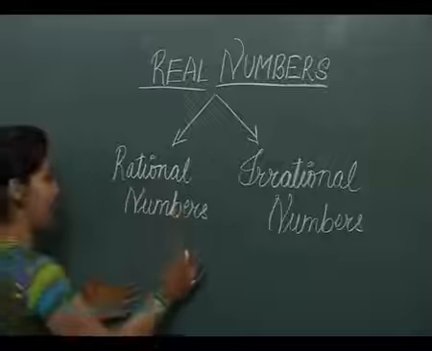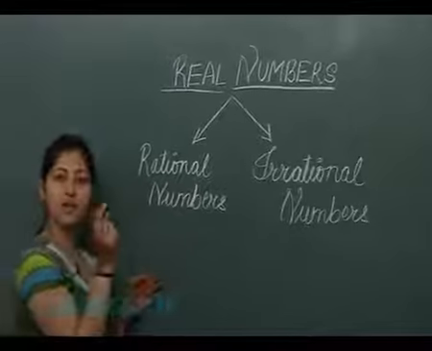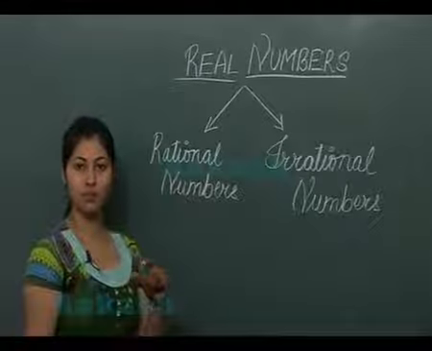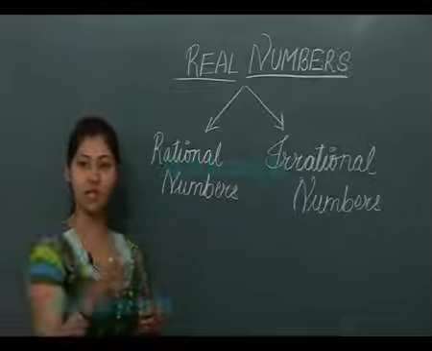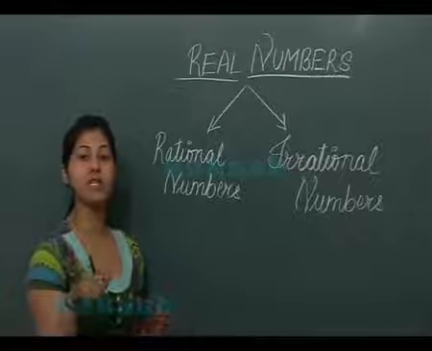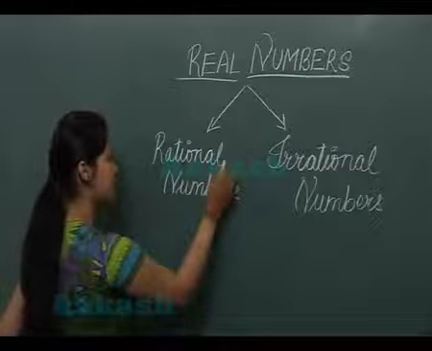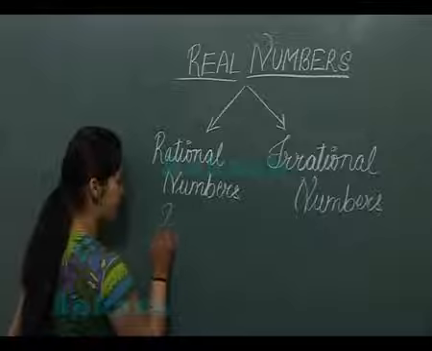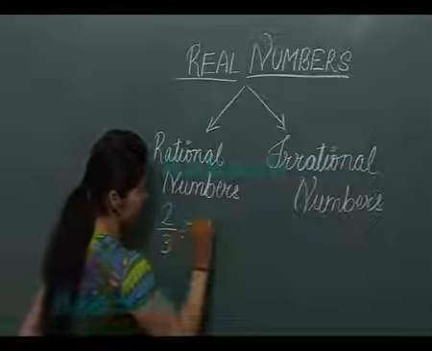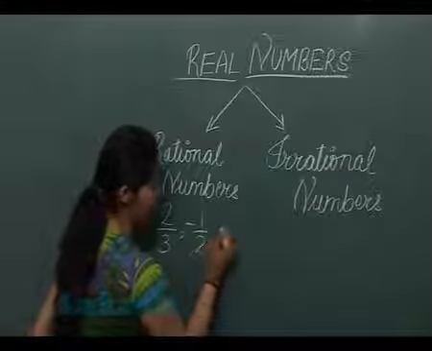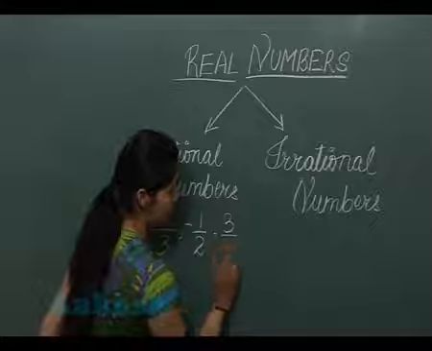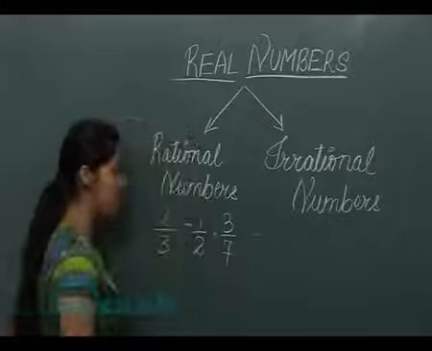Now, what are rational numbers? Any number which is of the form p by q, that is numerator by denominator, where the denominator is not equal to 0, is a rational number. For example, 2 by 3, minus 1 by 2, 3 by 7, etc.